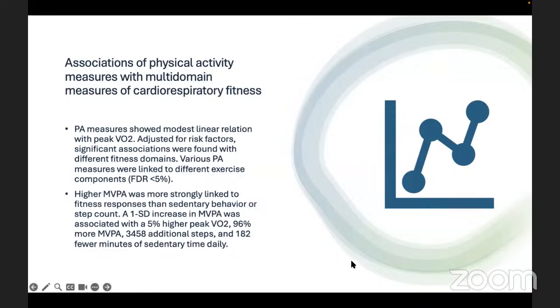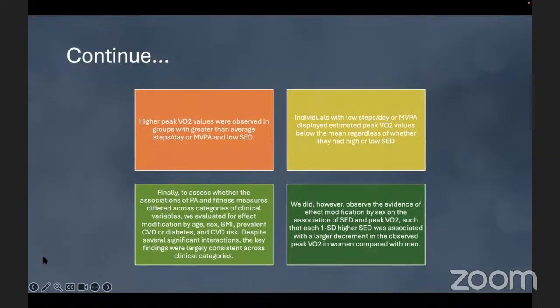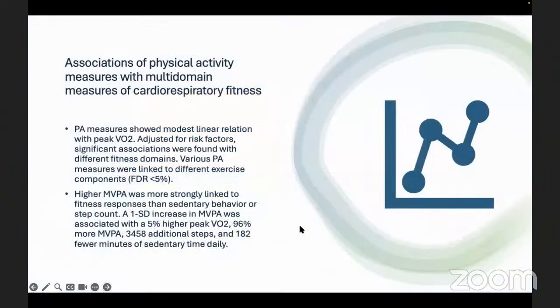more MVPA. So around 3,458 additional steps and 182 fewer minutes of sedentary time daily. So these are the recommendations, actually, that when we increase the physical activity and reduce the sedentary time of patients, actually improve the cardiopulmonary fitness. Yeah, next, please.